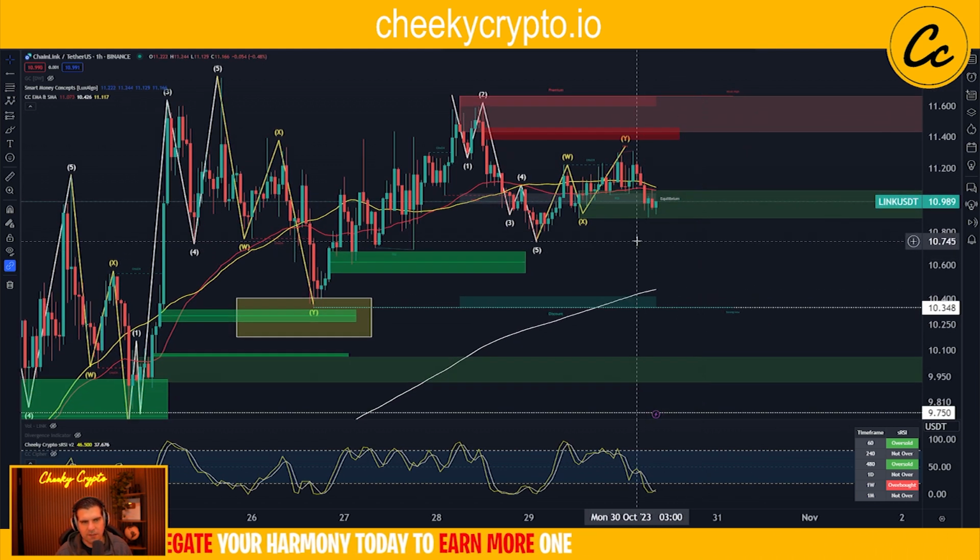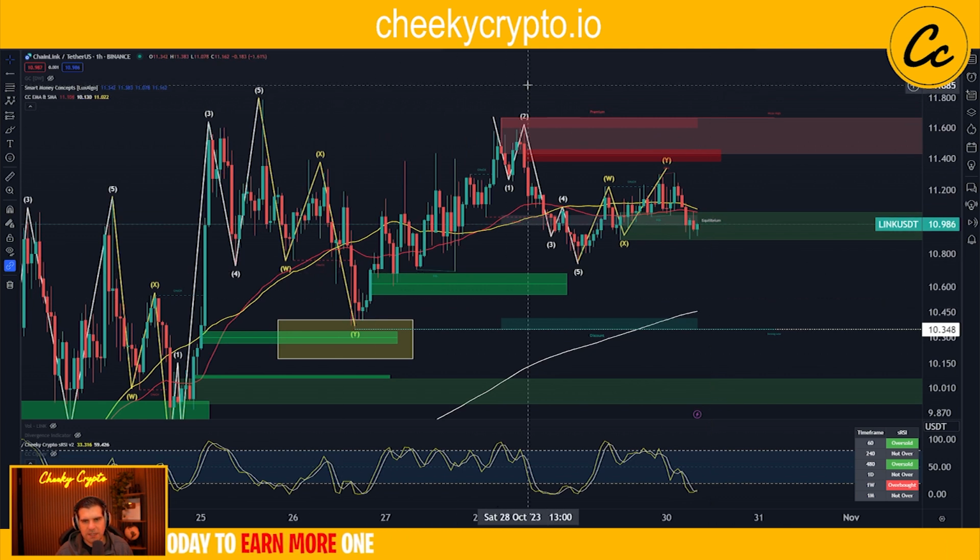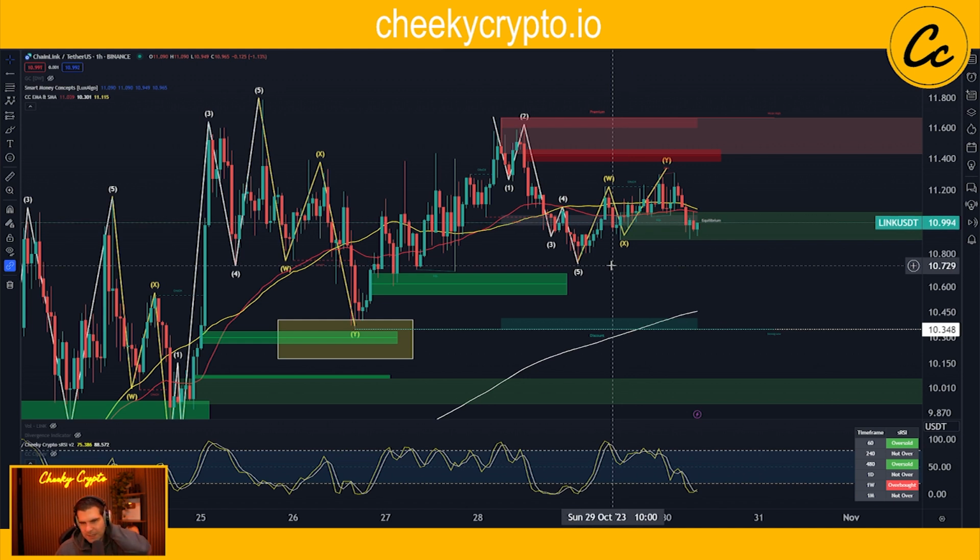Now, why do I think this? Well, if we do have a leading diagonal here, then this move would basically just be our wave 2 out of a big wave 3 position that is coming, and that would basically allow us to have a very, very sizable move for Chainlink to the upside.